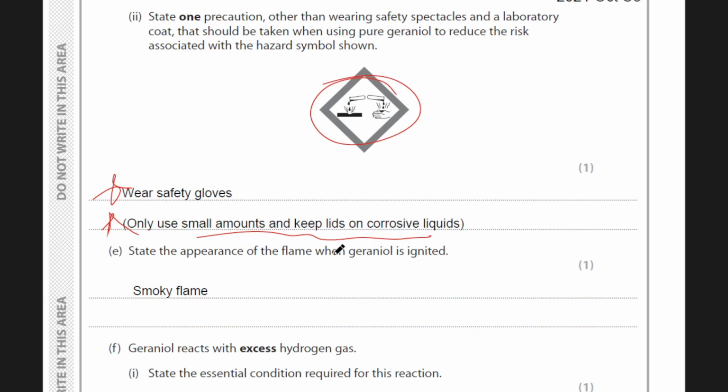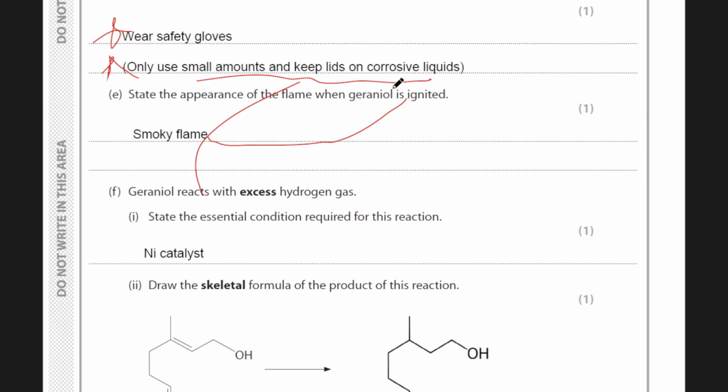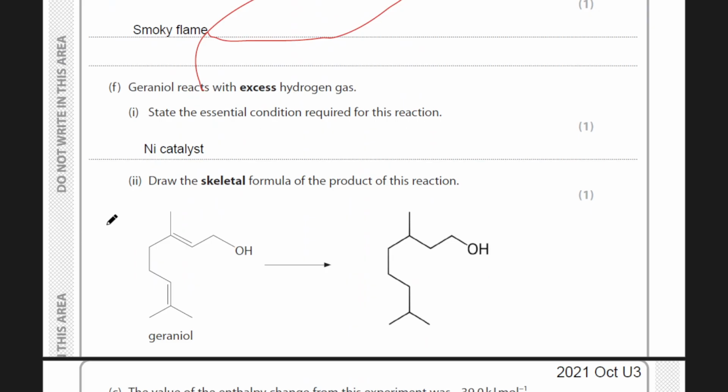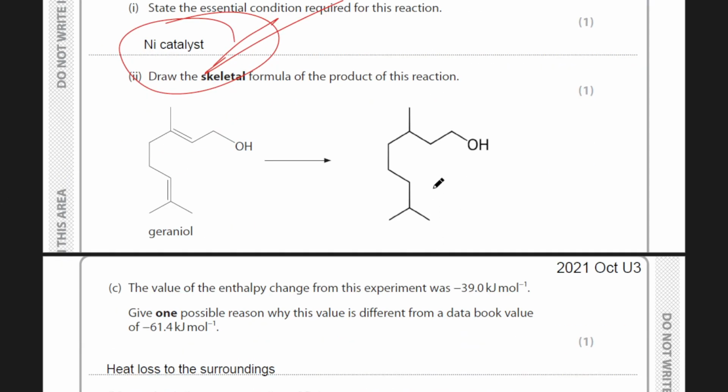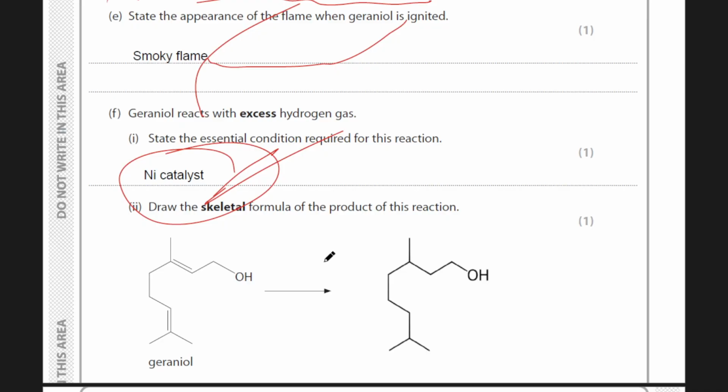When geraniol is ignited, we tend to see a smoky flame, considering it is flammable. Geraniol reacts with excess hydrogen gas. The essential condition will obviously be a nickel catalyst, because whenever we react something with hydrogen gas, a nickel catalyst is required. Draw the skeletal formula of the product of this reaction. So when we add hydrogen gas, what's going to happen? Hydrogenation takes place where the carbon-to-carbon double bond of the alkene is present. That double bond is going to break and hydrogen is going to get added.